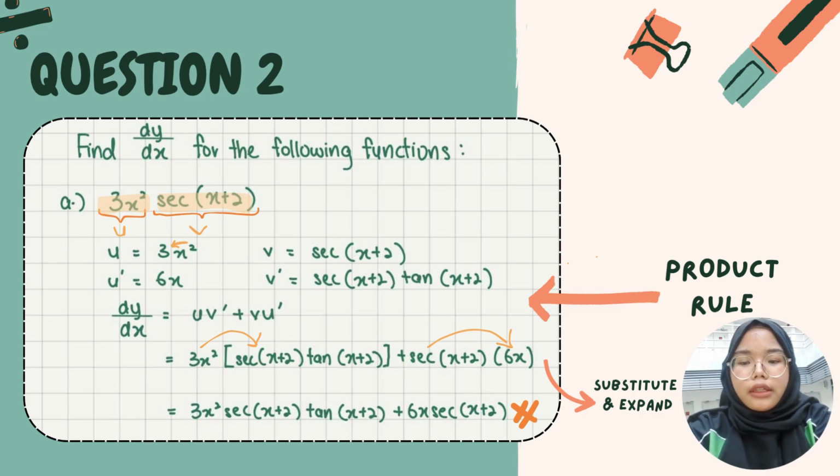Applying the product rule, dy per dx equals u v prime plus v u prime. Substituting the values and expanding. So the final answer is dy per dx equals 3x to the power of 2 sec x plus 2 times tan x plus 2, plus 6x sec x plus 2.